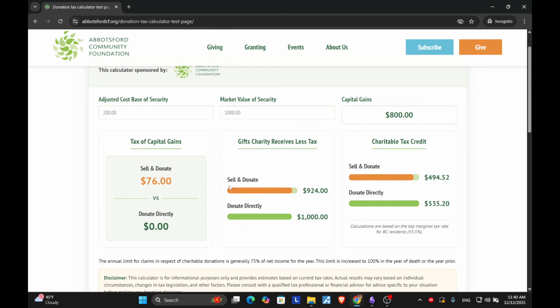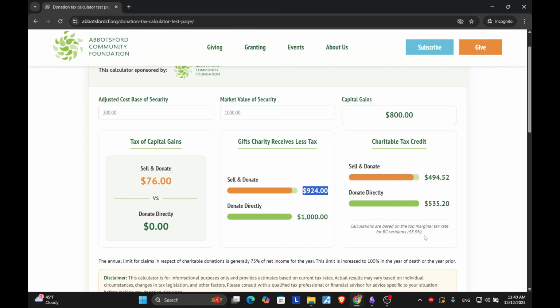Gifts charity receives as tax. So I'm assuming that I'm going to sell those stocks and then donate them, assuming they're stocks. I'm taking the market value, the 1000, minus the tax I'll be paying. So that's how you are given this number. As for the charitable tax credit, how is this number calculated? It's by taking the, not the capital gains, sorry, the cash donated times the combined credit rate, which is the 53.5%.